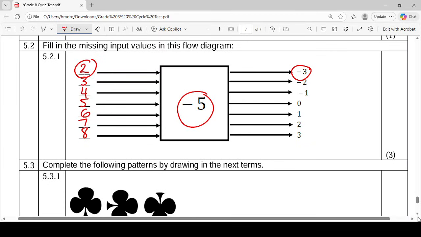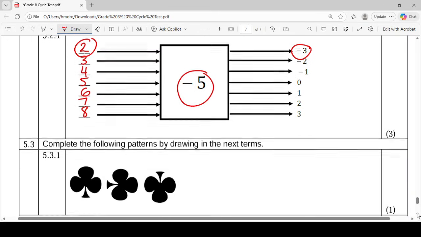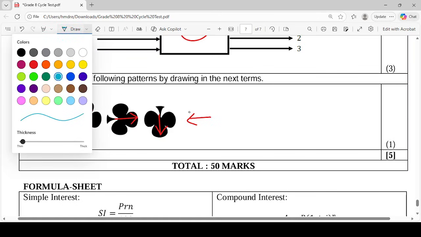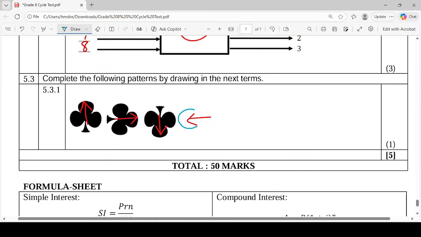And then the last question is complete the following pattern by drawing in the next term. And so we can see it's just this clover that's flipping. So it's standing upright, then it's to the right. So it's upright, it's to the right, then it's down. So next it's going to be facing this way. And so we just got to draw that in. Something like that. They just want to see that it's facing the right direction.